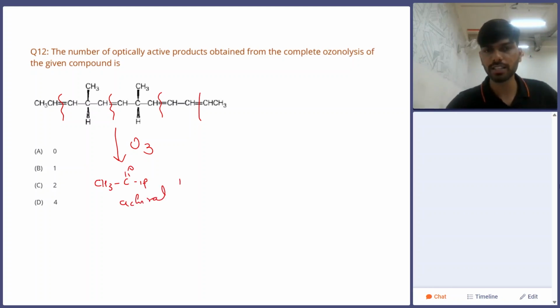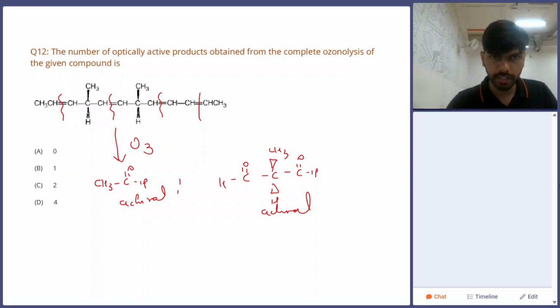Then the next compound that we will get, C double bond O H, CH3 H, C double bond O H, is also achiral. And then again the same compound you will get here, giving you CH3, and this one is achiral. This one is again an achiral compound, and the last one is also achiral. So I think this part we have done. Clear class? So the right answer is option A, that is 0.